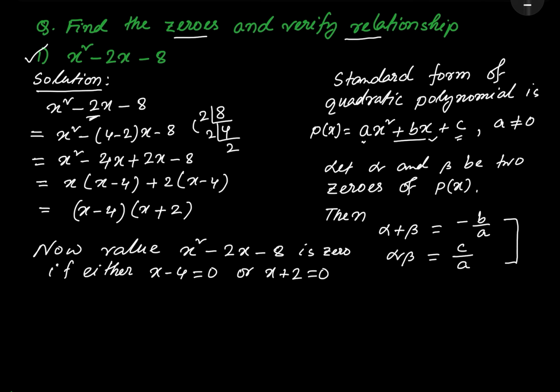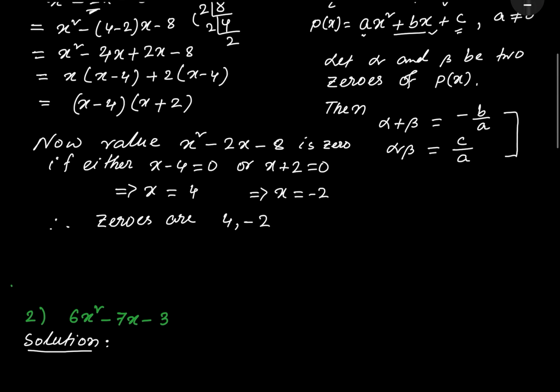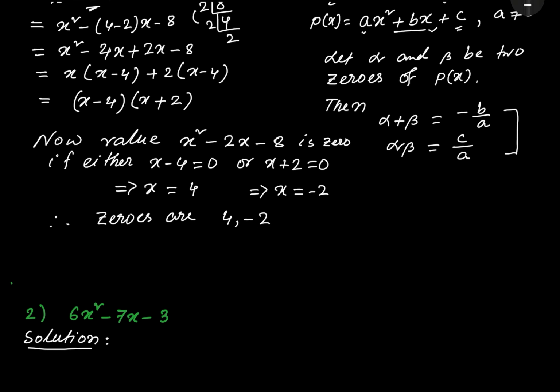So from the first we can write x is equal to 4. From this we can write x is equal to minus 2. So 4 and minus 2 are the zeros. Therefore zeros are 4 comma minus 2. This is my first part. Now the second part I'm doing here.